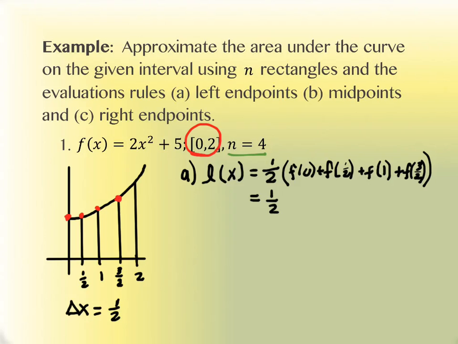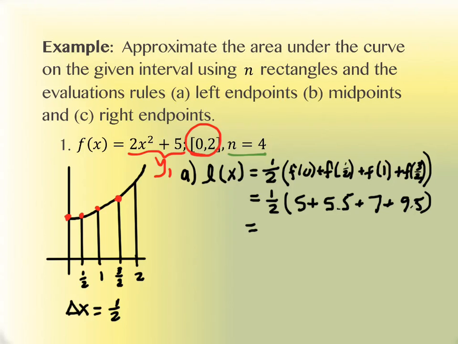You can plug these in one by one into your function, or you're welcome to plug this function into y1 in your calculator. If all of this goes in y1, you can use your table to approximate this, which is a handy feature. I used my table to do this. My function value at x equals 0 was 5. At x equals 1/2, I got 5.5. At x equals 1, I got 7. And at x equals 3/2, or 1.5, I get 9.5.